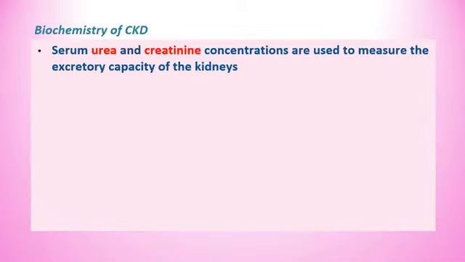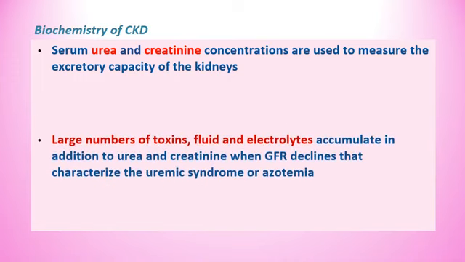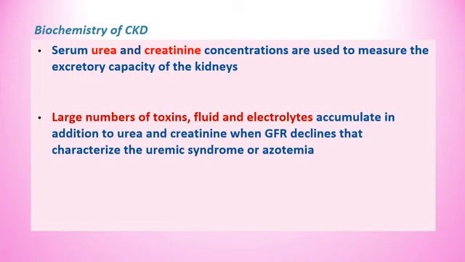Now come to the pathophysiology and biochemistry of uremia. Serum urea and creatinine concentration are used to measure the excretory capacity of the kidney. A large number of toxins, fluid and electrolytes accumulate in addition to urea and creatinine. When glomerular filtration rate declines, that characterizes the uremic syndrome or azotemia.